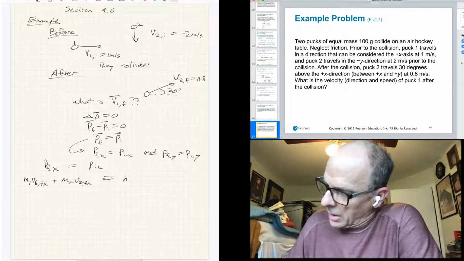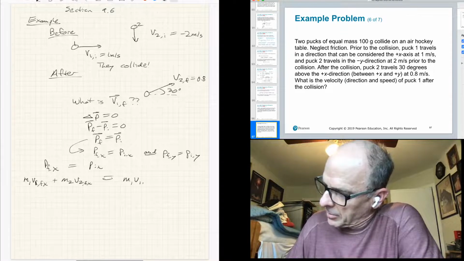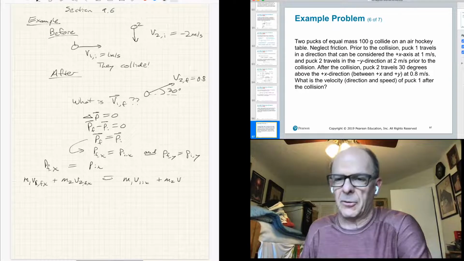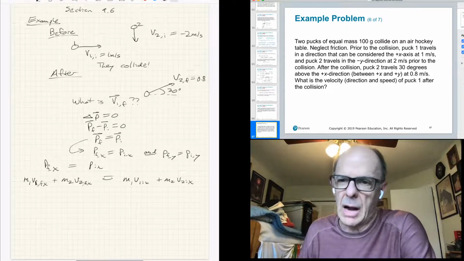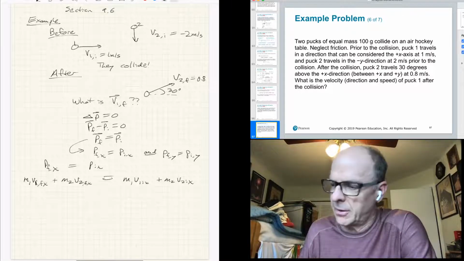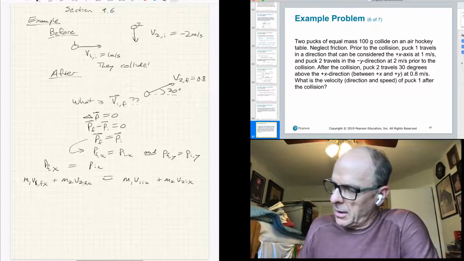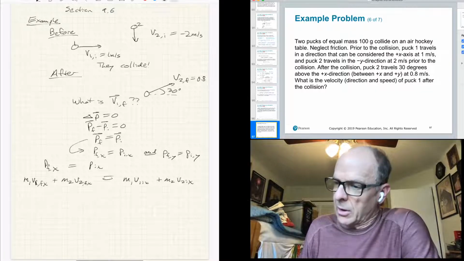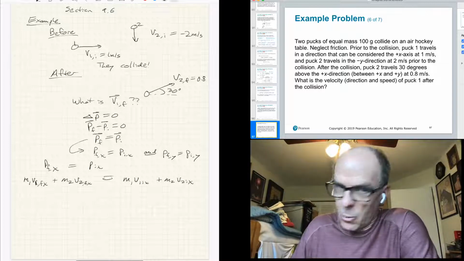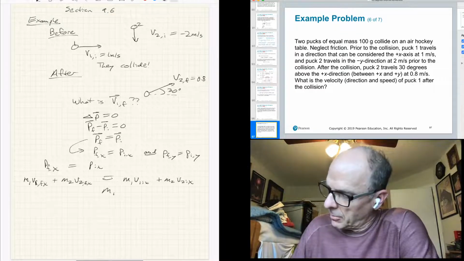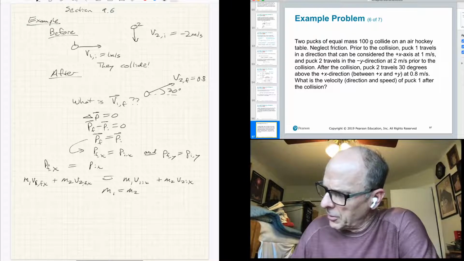m1 v1ix plus m2 v2ix. Okay, I have two objects. I haven't put any numbers in. That's the next step. This v1fx, that's one of the numbers I'm looking for. The problem tells us that m1 equals m2, and that's equal to 100 grams.